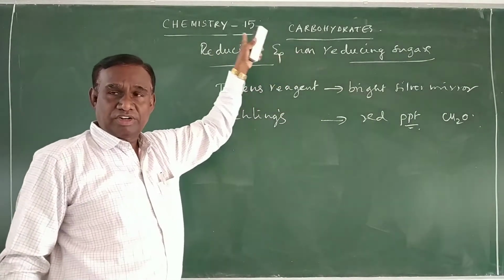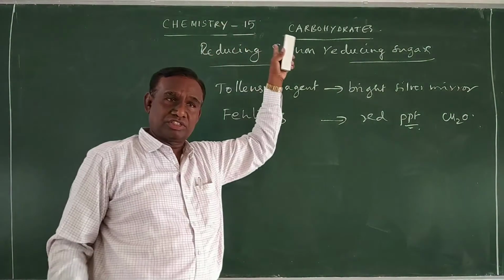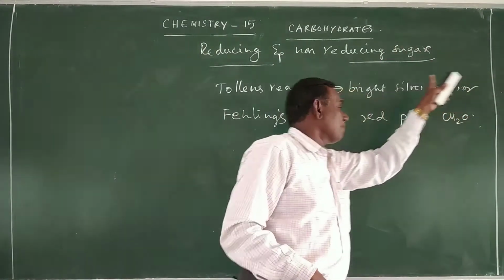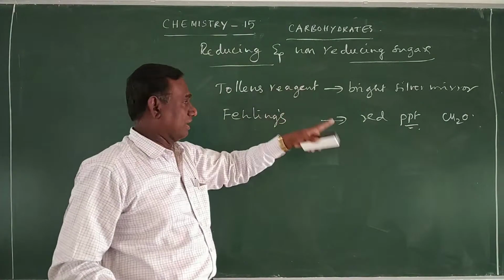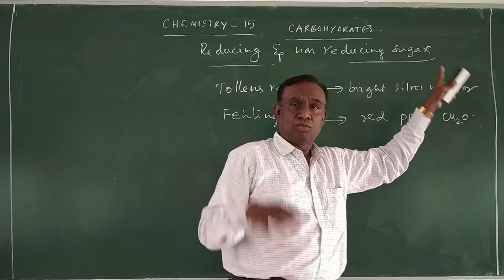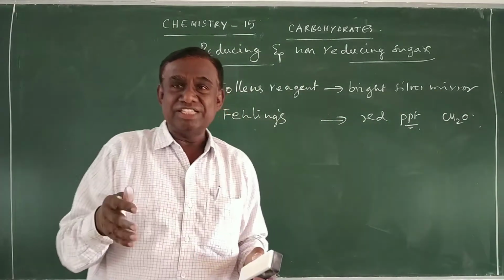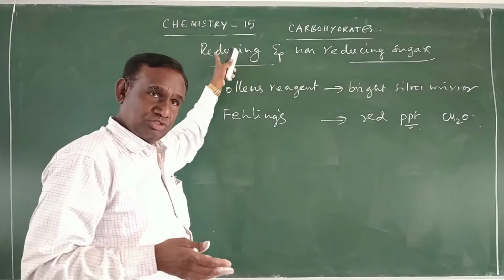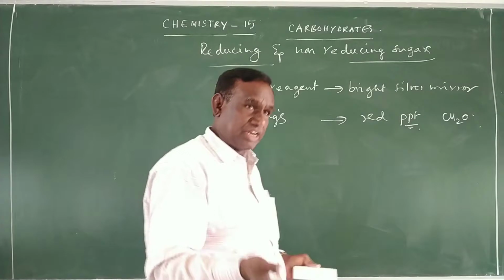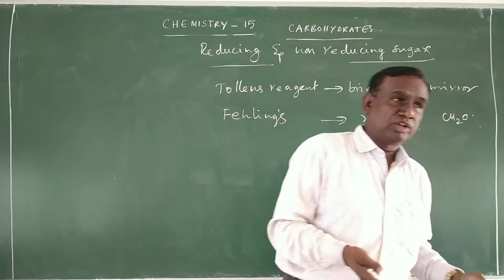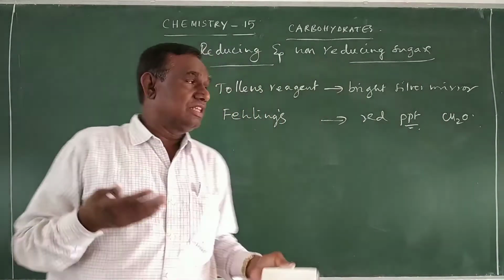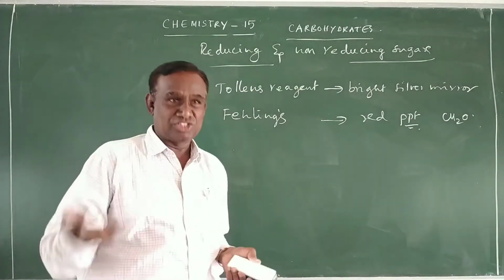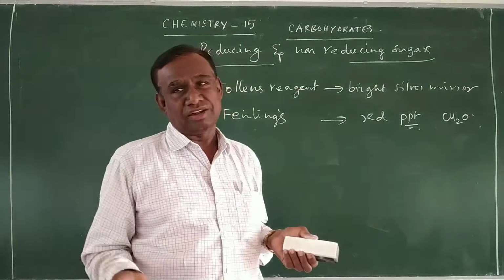What are reducing sugars? The reducing sugars are those which reduce Tollens reagent into bright silver mirror and Fehling's reagent into what? Red precipitate of cuprous oxide. Why? Because they contain either aldehyde group or what? Ketone group. Since they contain either aldehyde group, that is CHO, or ketone group CO, they reduce the Tollens reagent and Fehling's solution. That is, aldehyde group is called the hemiacetal, ketone group is called the hemiketal group.